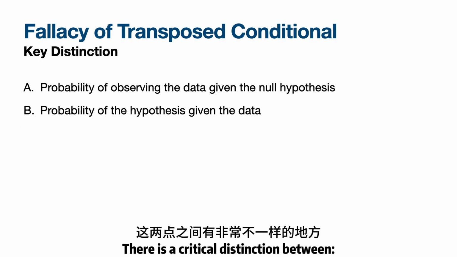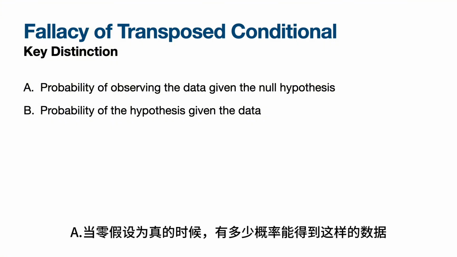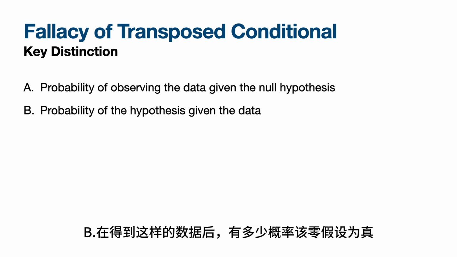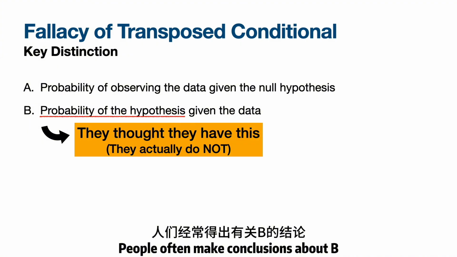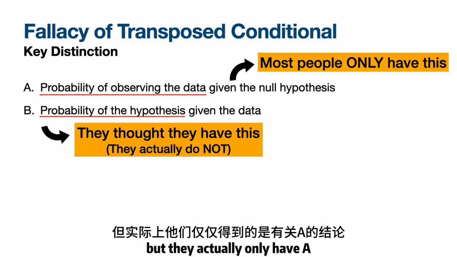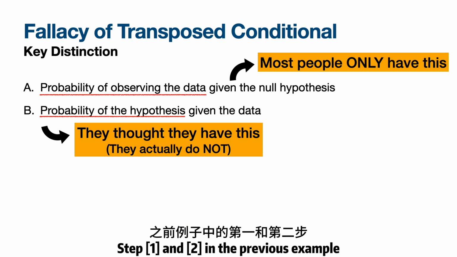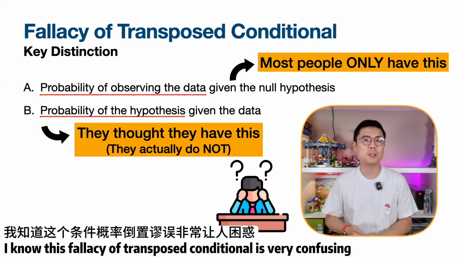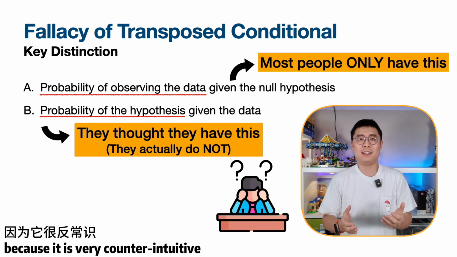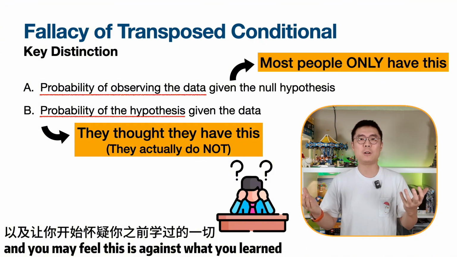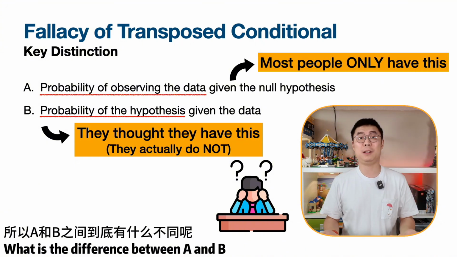So there is a critical distinction between the probability of observing the data given the null hypothesis versus the probability of the hypothesis given the data. People often make conclusions about B, that's step 3 in the previous example, but they actually only have A, step number 1 and number 2 in the previous example. I know this fallacy of transposed conditional is very confusing because it is very counterintuitive and you may feel this is against what you learned. And what is the difference really between A and B?